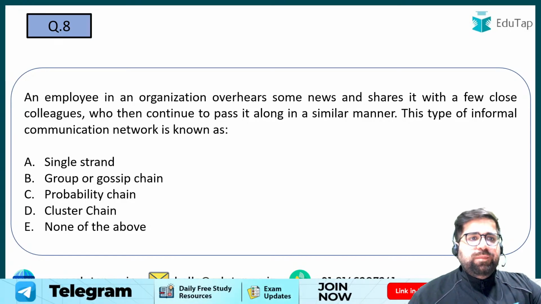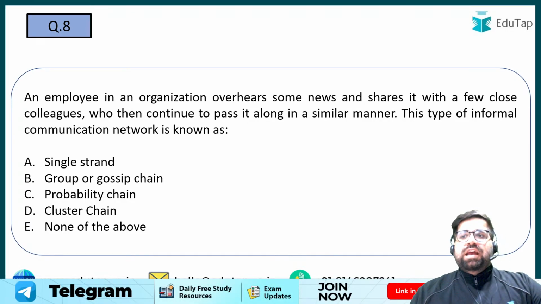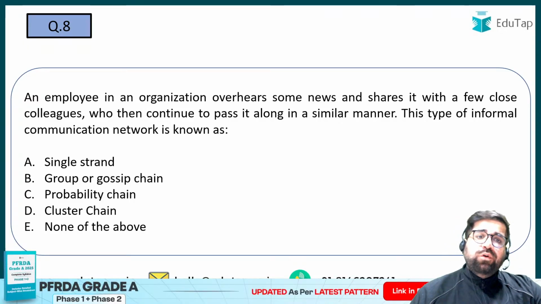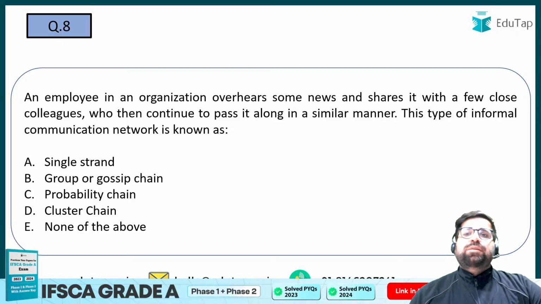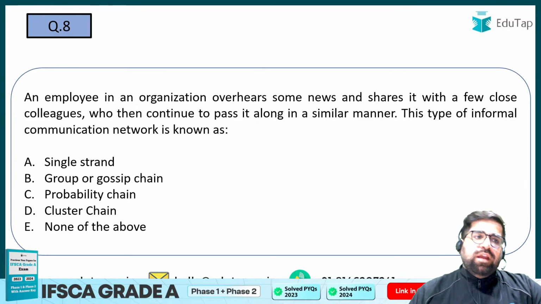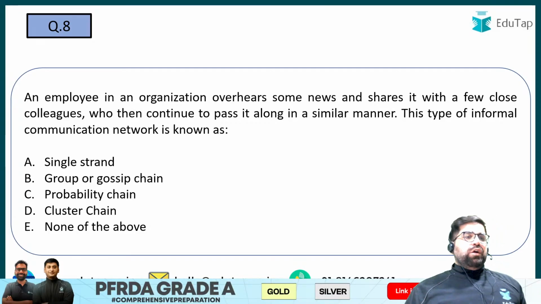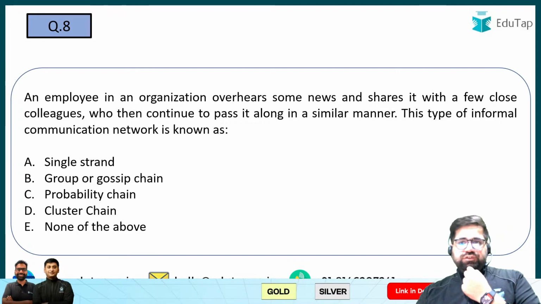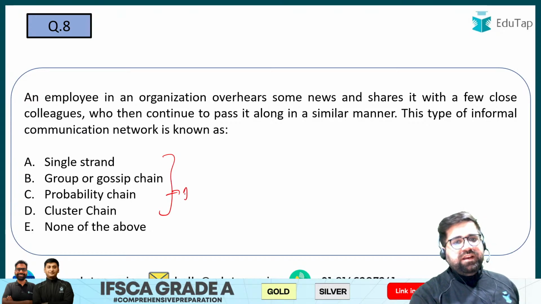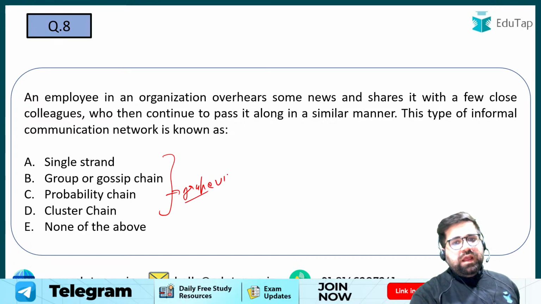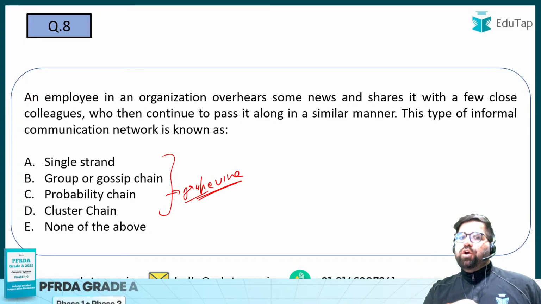Moving forward to question number 8. An employee in the organization overhears some news and shares it with a few close colleagues, who then continue to pass it along in a similar manner. This type of informal communication network is known as what? Now, sometimes the examiner can confuse you. They are basically asking which of the following is a kind of grapevine communication, or rather what type of grapevine network the employee is using.